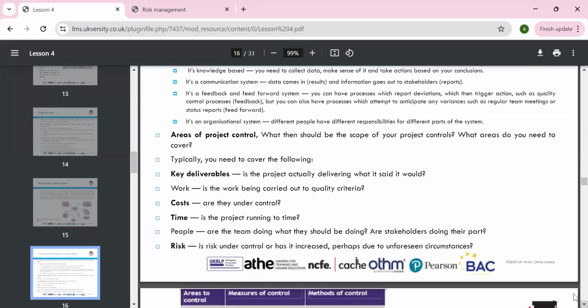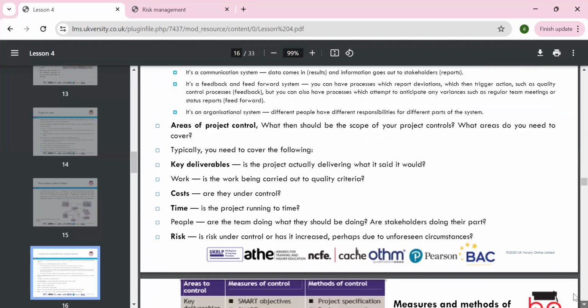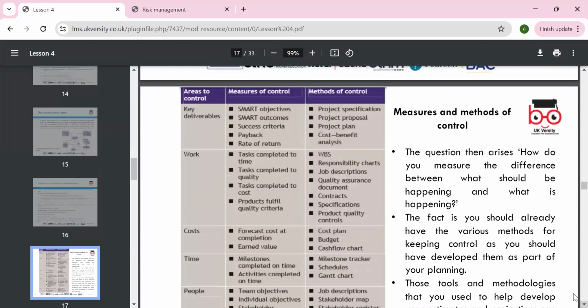You have an audit department. What should be the scope of the project control, and what areas need to be covered? Key deliverables the project actually delivers, what is said to be work being carried out, the quality, the cost, the time, and the risk, which we need to minimize. Some risk is not in your control: political, economic, social factors. So we can look at key deliverables, SMART objectives: specific, measurable, achievable, success criteria, payback period, rate of return. All these can be methods of control.